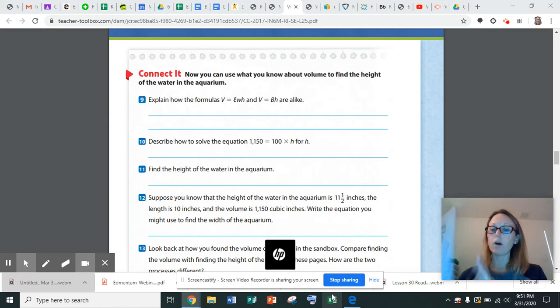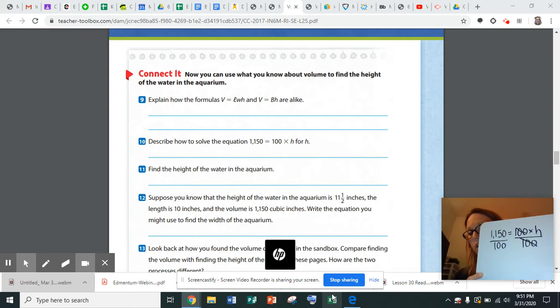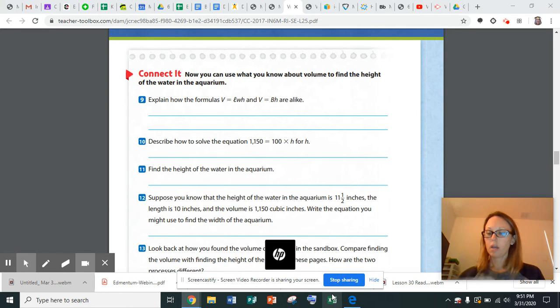When you divide both sides by 100, you're going to be able to cross out the one side and you're going to get h on one side, and then you have 1,150 divided by 100. This is where our fraction is going to come into play. So 100 cannot go into 1, 100 cannot go into 11, 100 can go into 115 one time, minus 100, then we get 150. So 100 can go into 150 one time, and then we have 50 left over.